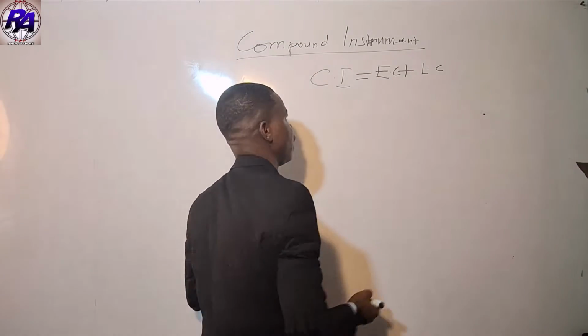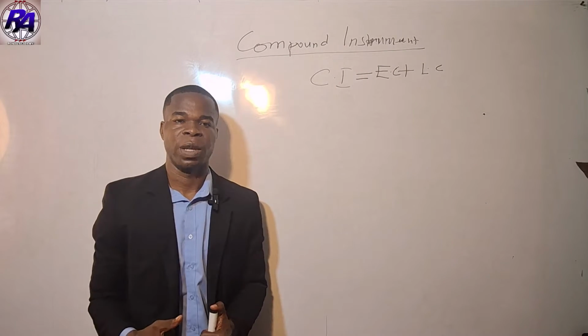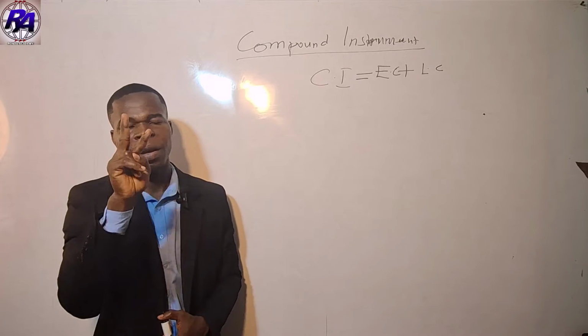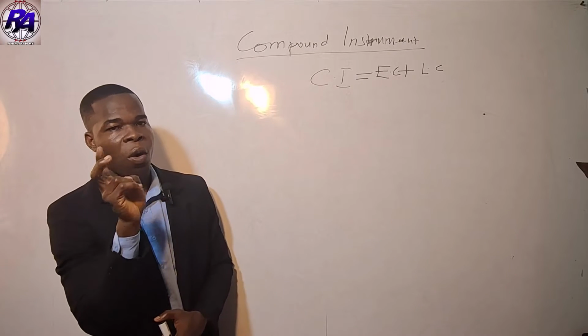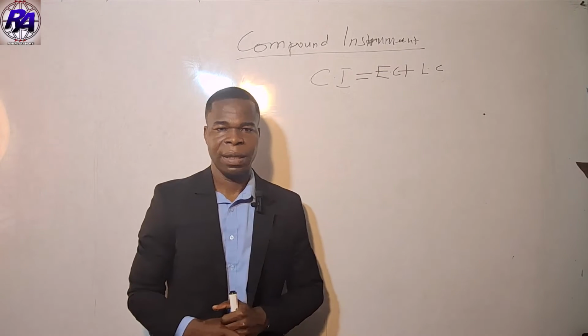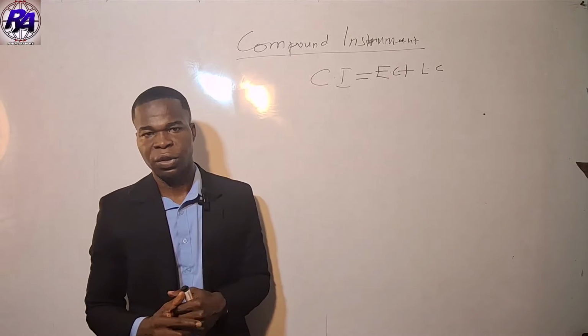Let me add C to indicate equity component. So when we talk about a compound instrument, it's an instrument having two components, and these components are equity component and liability component. That is the basic definition of compound instrument.